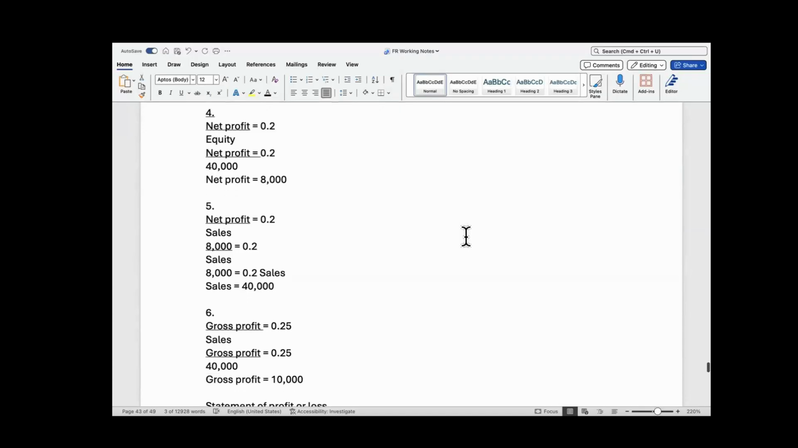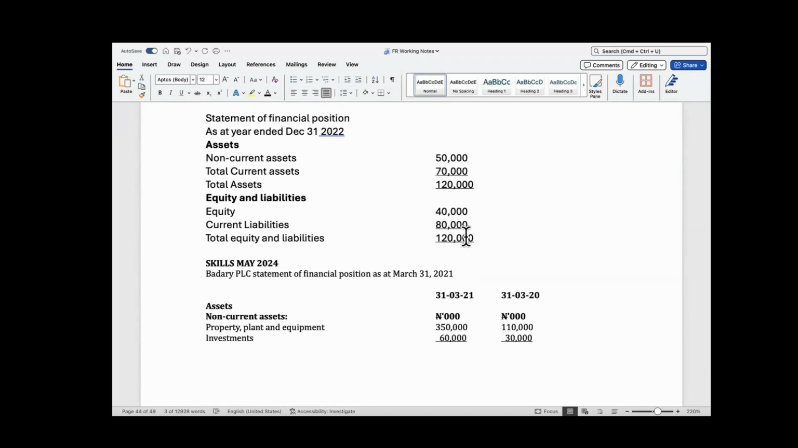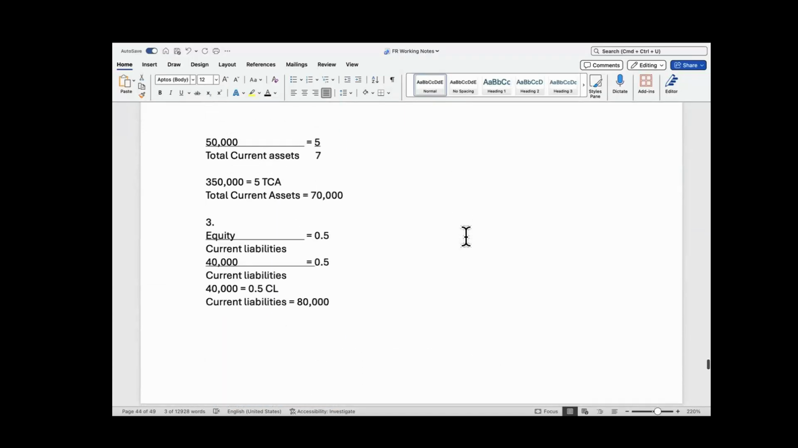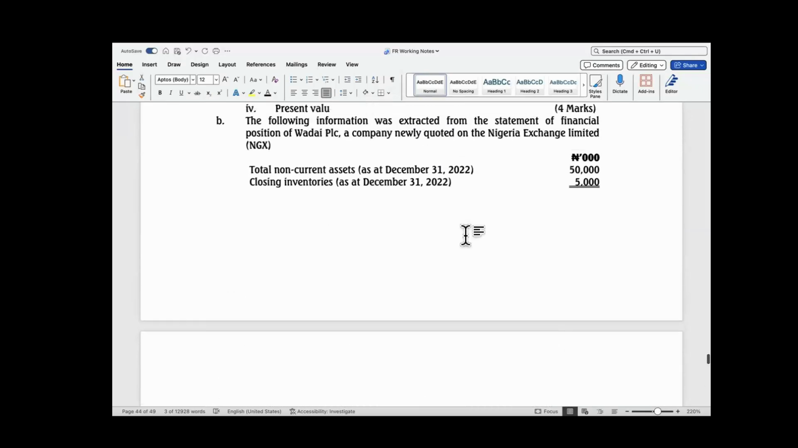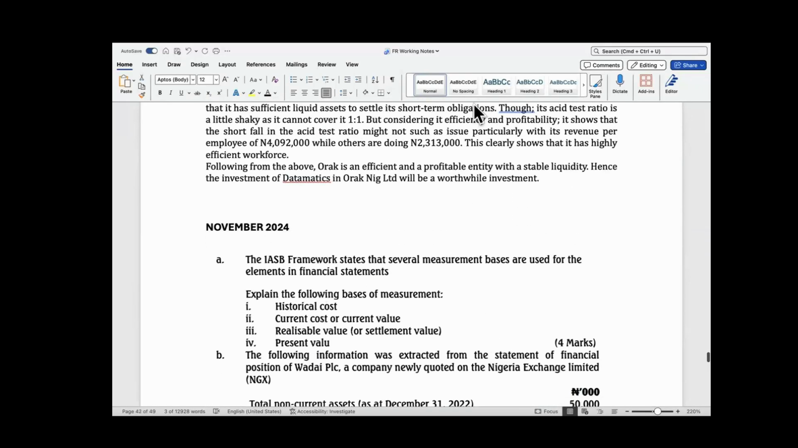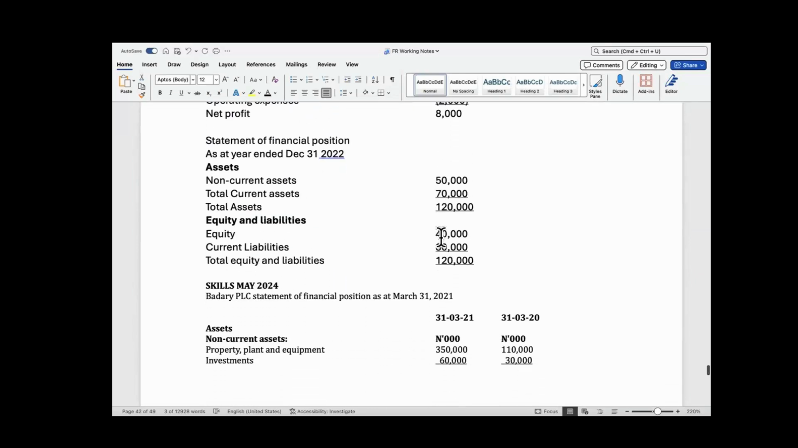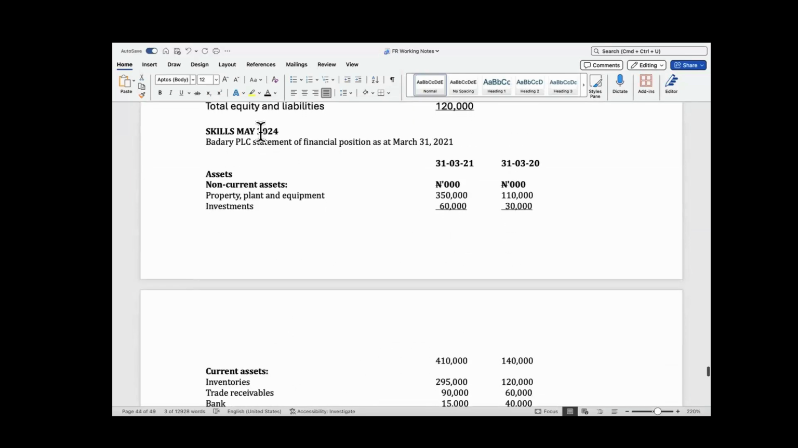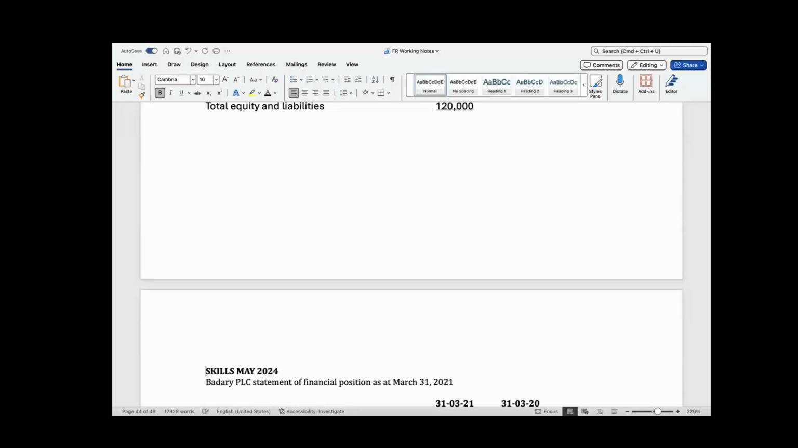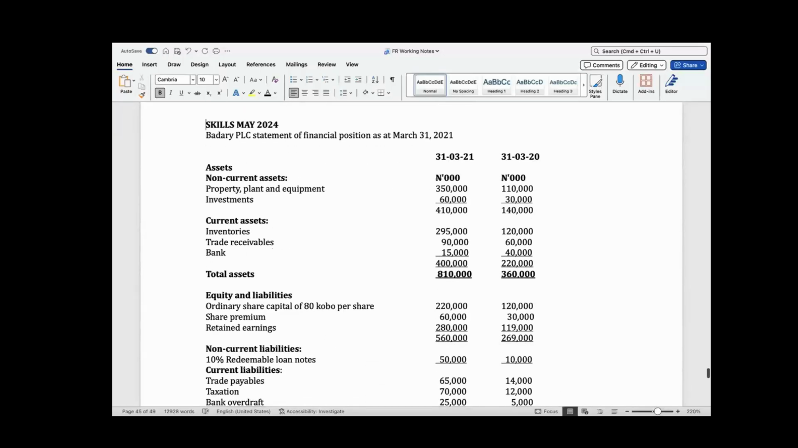Okay. So in case you hear people talking about work back of ratios, that is it. It was asked before in November 2024. If you see it again, you should know how to approach it in your exam. Now let's go to May 2024.